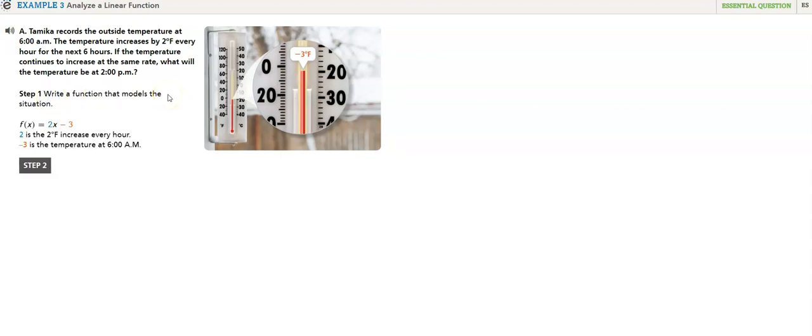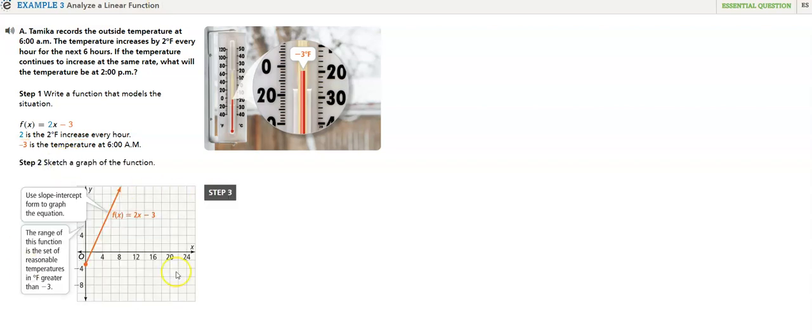Our very first step is to write the function that models the situation. As you can see, our 2 is our slope, or our rate of change, because it is increasing 2 degrees Fahrenheit every hour. -3 is our initial value, or our y-intercept, because at 6 a.m. that is the temperature it started at. My next step will be to sketch the graph.